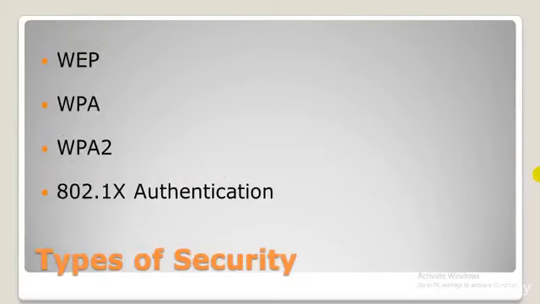So let's take a look at the different types of authentication that we have. The first one is WEP, and after that we have WPA, WPA2 and 802.1x authentication. But I won't be teaching you much about 802.1x because normally people only use WPA2 no matter what kind of organization they are in.